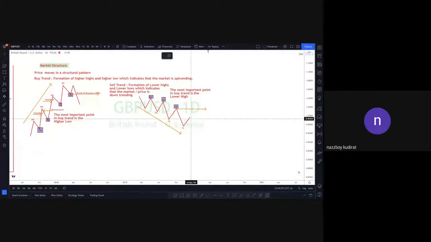Sorry, you said higher low. Higher low, which yes. Is that not lower high? It's lower high, lower low. Yeah, it's a mistake by who? I think by you. You mistakenly said higher low, so I was confused.